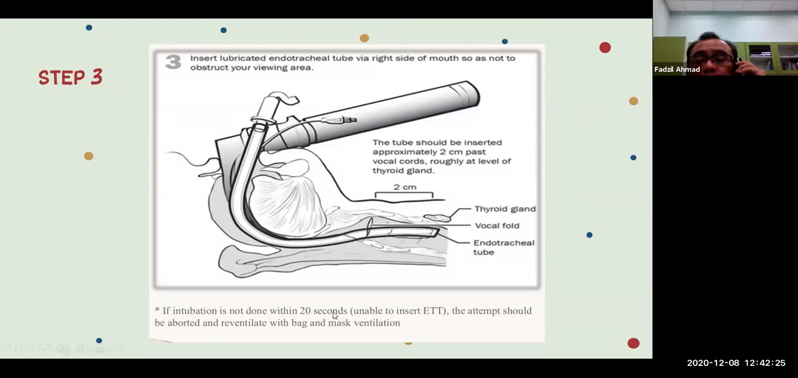If intubation is not done within 20 seconds, the attempt should be aborted and reventilate the patient with bag and mask.